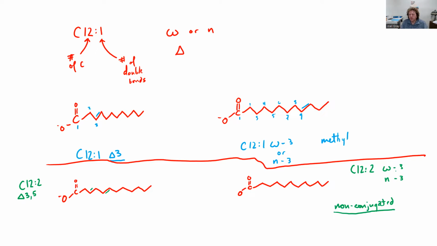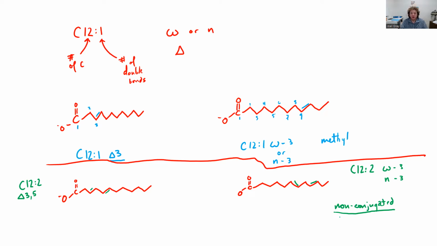So what this is going to look like is we're going to draw our first double bond starting from our methyl end: first, second, third. So we've got a double bond here. I'm going to erase some of my green dots. My second double bond is going to be right here, because I've got a double bond followed by two single bonds and then a double bond, because this is a non-conjugated fatty acid. So double, single, double.